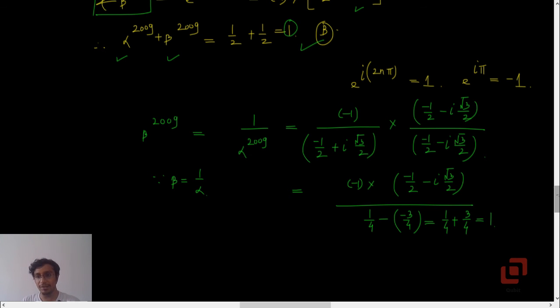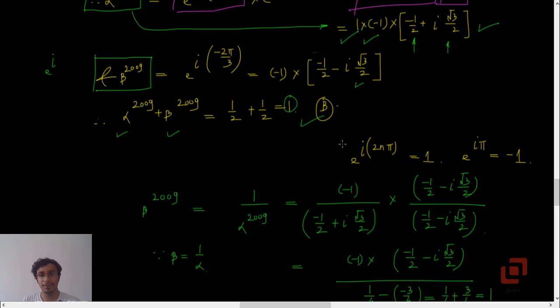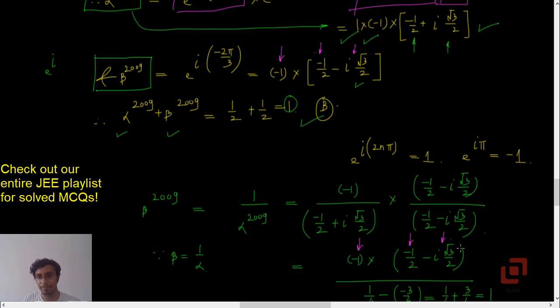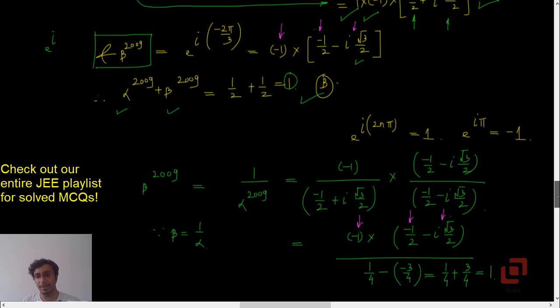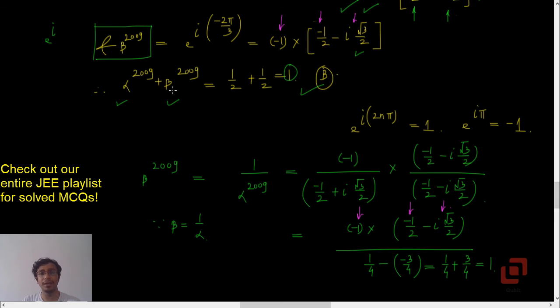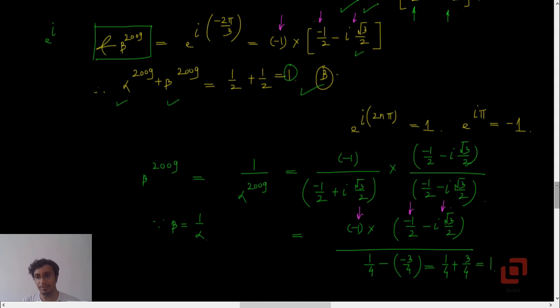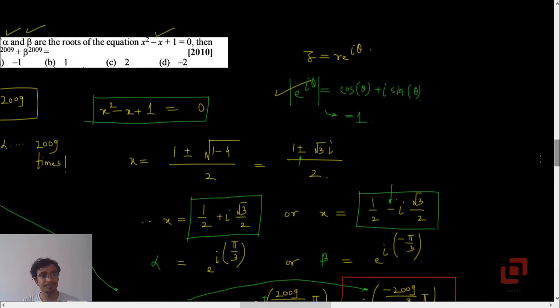So beta raised to 2009 will be minus 1 into negative 1 upon 2 minus i into root 3 by 2. That is how you can find beta raised to 2009, and ultimately adding the two powers you will get 1, which is option B.